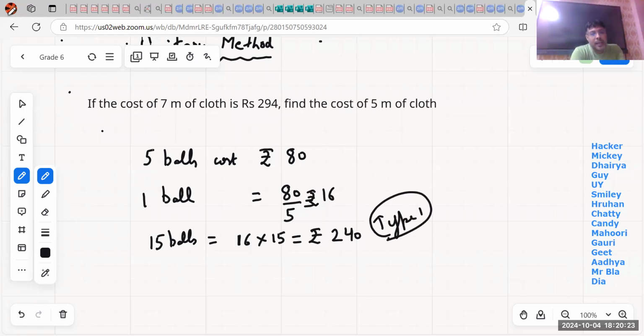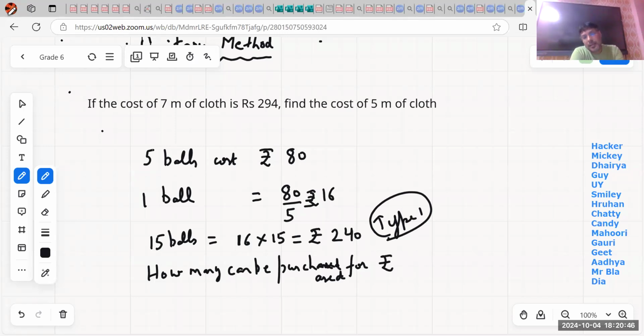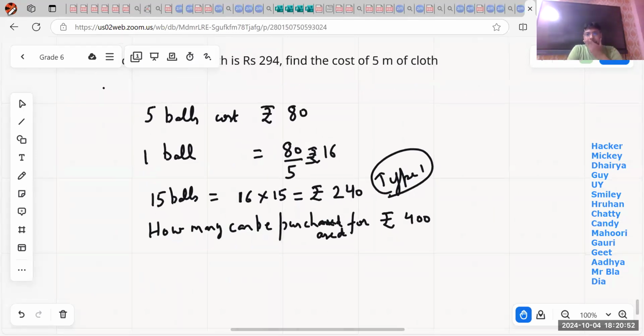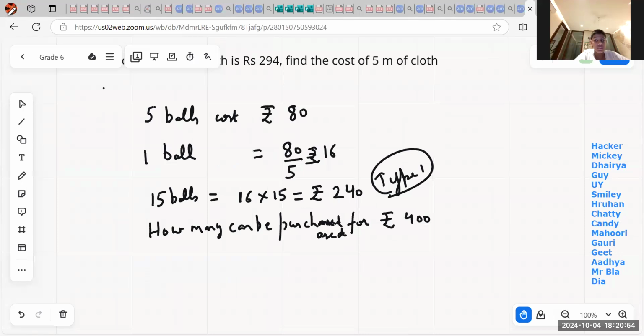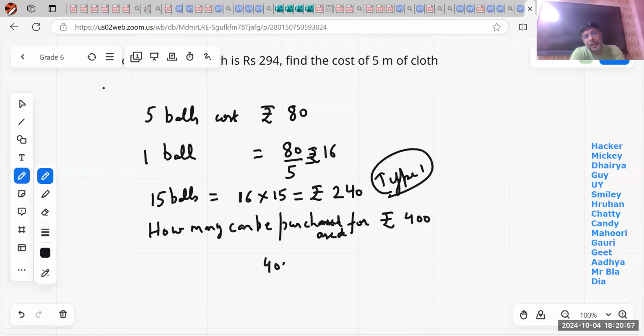And a type 2 question is they can ask you how many balls can be purchased for rupees 400. So how will we find it in that case? We will divide 400 by 16 to get the answer, 25 balls.